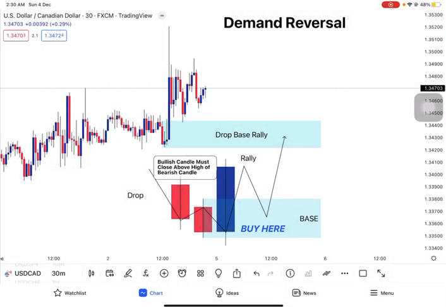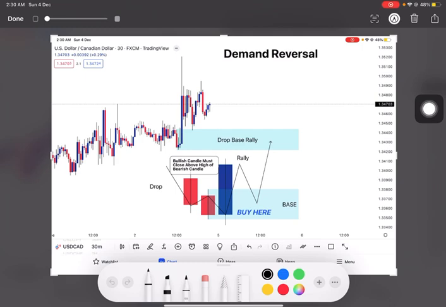For reversal, it must have a drop first, which is a downtrend, from here, and then it will make a slight base here. This base is equal to the sideways. After that, the bullish candle breaks out the bearish candle already. You can see the breakout here, breaking out the high of the bearish candle. This will validate the drop, base, rally here. And we will wait for the price to come back and enter a buy here, and target a new higher high.